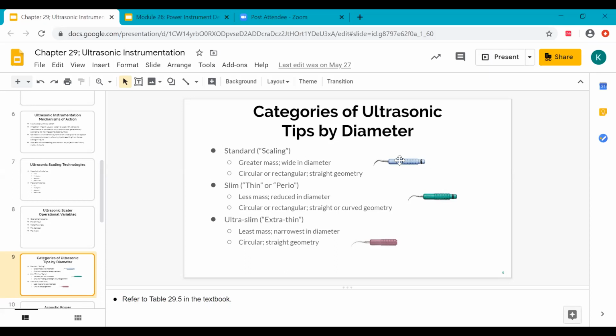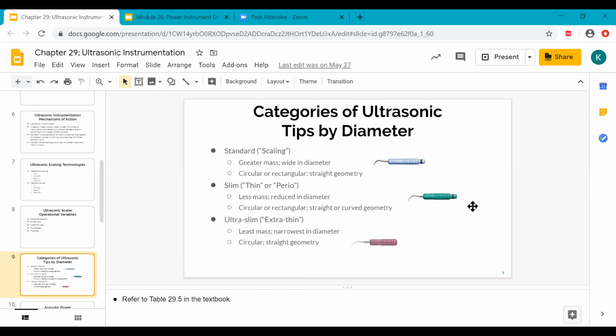The slim tips are going to have less mass, reduced in diameter, circular or rectangular in cross section. And then our ultra slim tips are going to have the least amount of mass and be narrowest in diameter. These ones are going to be circular and straight in geometry. The purple tips are typically what we're going to use subgingivally, and these ones are great for people who have really tight lower anteriors, furcations, or really deep pockets.